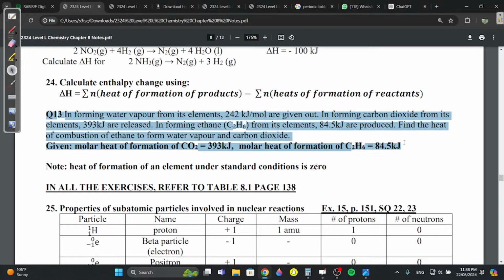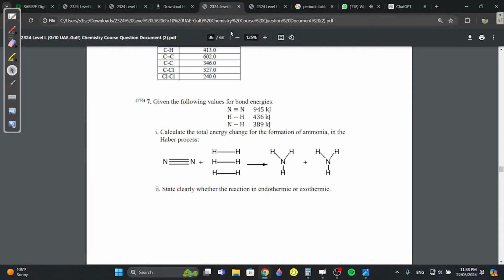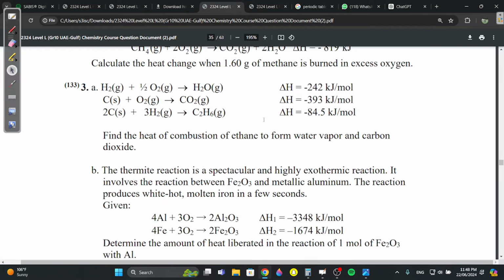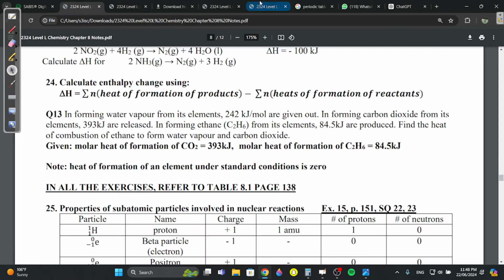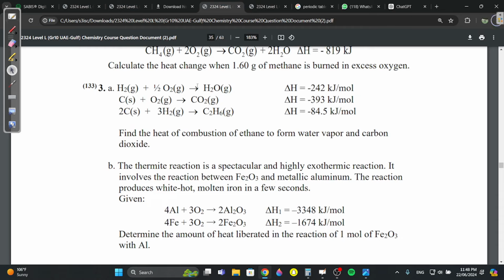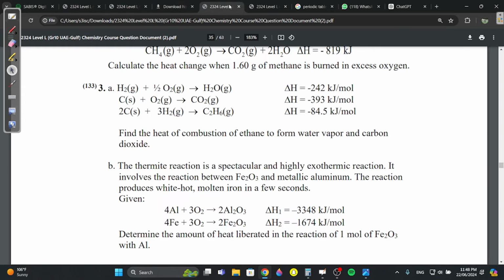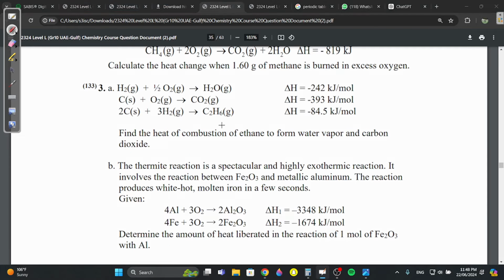Okay, for this one, the way it's worded here is very ugly. So I'm gonna show you how they asked it in the course. Over here. So see, they said forming water vapor from its elements, like over here. It formed water vapor and released 242. And then forming carbon dioxide. Where is it? Carbon dioxide 393 is released. So same thing. I'm just gonna solve it from here. Find the heat of combustion of ethane to form water vapor.